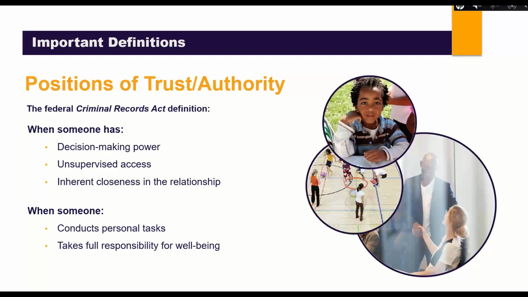So understanding these terms, duty of care, standard of care, vulnerable person, and position of trust and authority are fairly important when we're discussing screening in general, but they're also very useful to help us understand the world of police information checks.